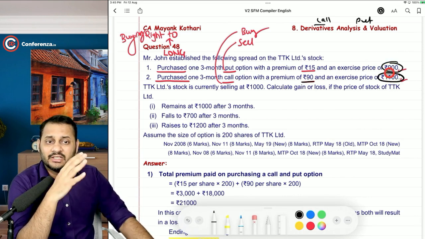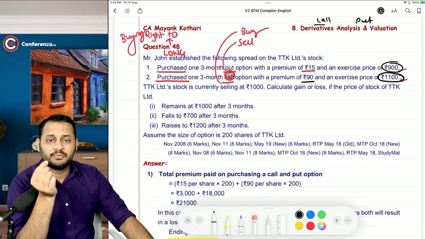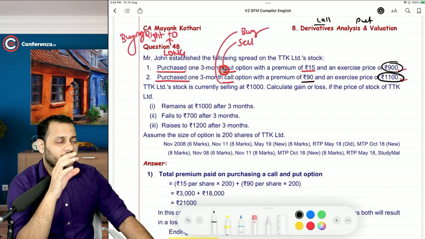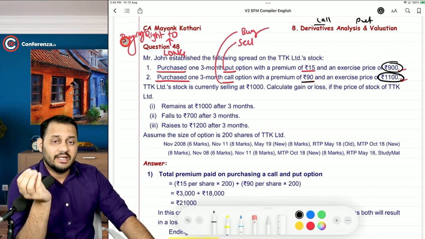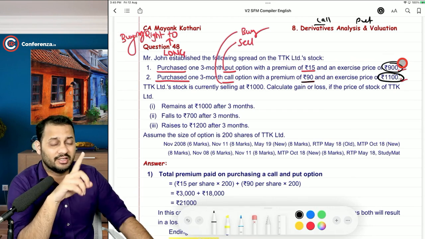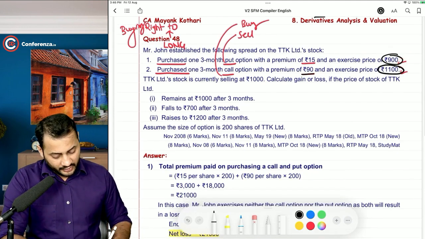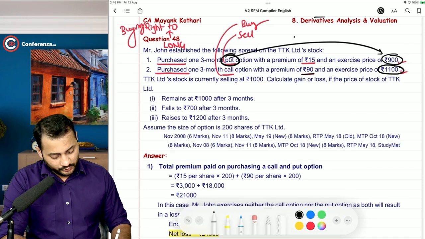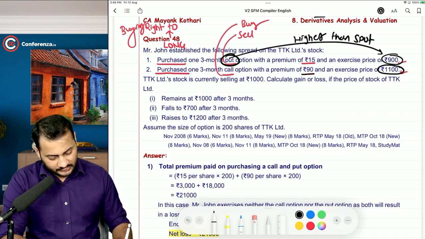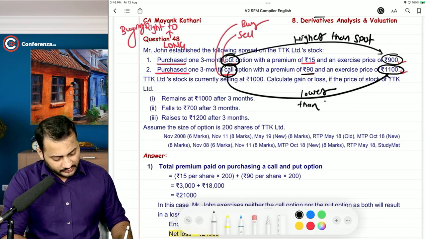These are the strike prices which will be compared with the spot price after 3 months. If the spot price of the stock is lower than the put option's strike price, it will be profitable for us to sell it at 900. Or in other words, you would always want the put option's strike price to be higher than spot price. And you would always want the call option's strike price to be lower than spot.